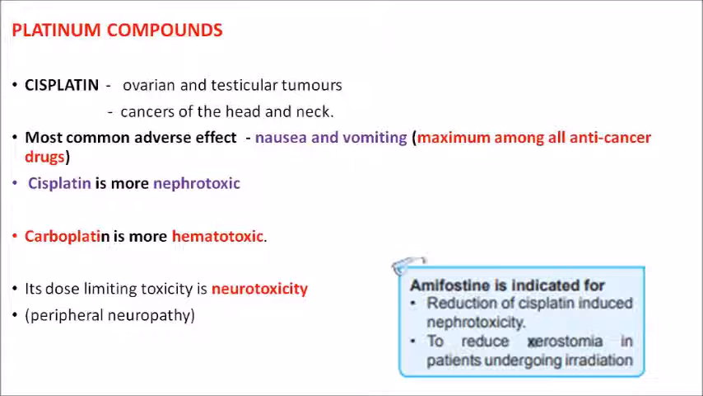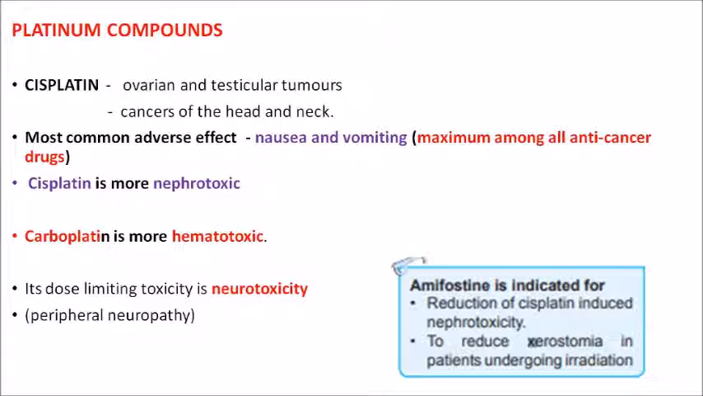Out of cisplatin and carboplatin, cisplatin is more nephrotoxic, or toxic to the kidneys, and carboplatin is more hematotoxic. But if the question is the dose limiting toxicity of platinum compounds, you should not write nephrotoxicity or hematotoxicity. It is neurotoxicity, especially peripheral neuropathy.